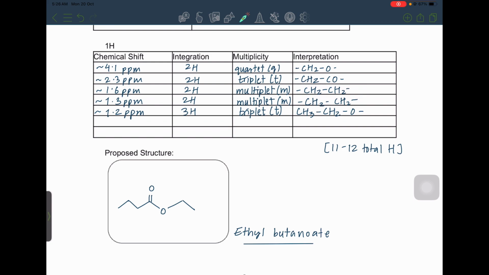Then we have 1.3 ppm, where we have again 2H integration, and it's also a multiplet, and this is going to be CH2 and CH2 again. So these both are basically the same actually. And then we have 1.2 ppm for CH3 bonded to a CH2 bonded to an O, which is basically talking about a terminal CH3. So approximately the HNMR is also giving us 11 to 12 H, which matches the molecular formula that we were talking about.